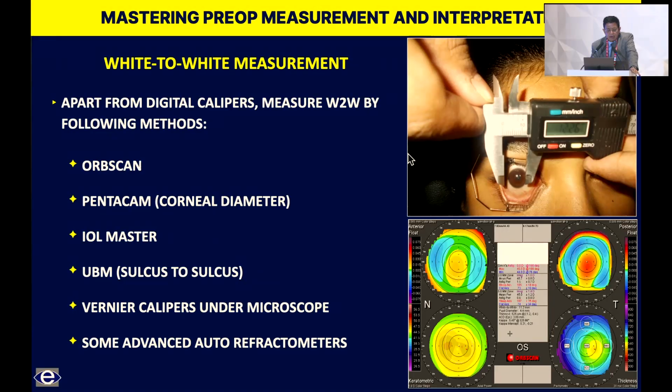I think the standard of care as far as measuring white to white is concerned is still the digital calipers. This has to be done in the OR with the patient anesthetized with a speculum in place under the operating microscope. That's when you get the most accurate readings. You can do it with the OpScan, Pentacam, Topolizer, etc.